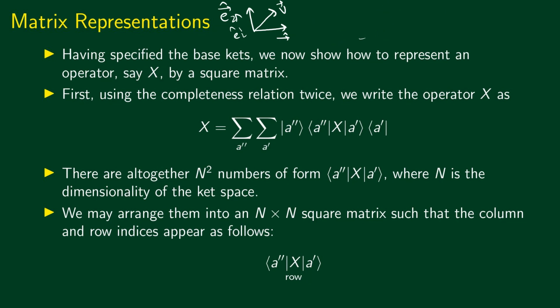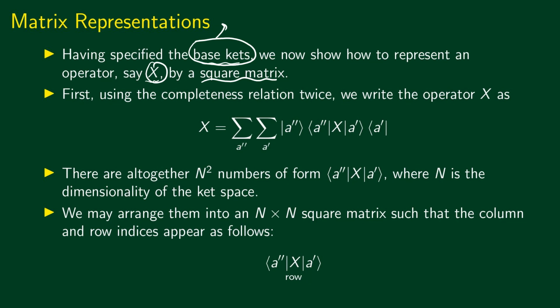First, let's talk about the representation of an operator. Having specified the base kets, we now show how to represent an operator, say X, by a square matrix. So an operator can be represented by a square matrix, and a square matrix is a collection of numbers. So basically, we are going to represent the operator by a collection of numbers. Now, in quantum mechanics, the base kets of interest are eigenkets of Hermitian operators. So the base kets that we will be using throughout the course will be the eigenkets of some Hermitian operator.